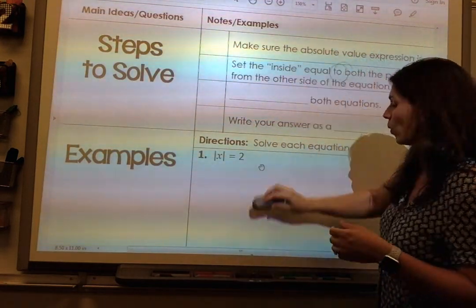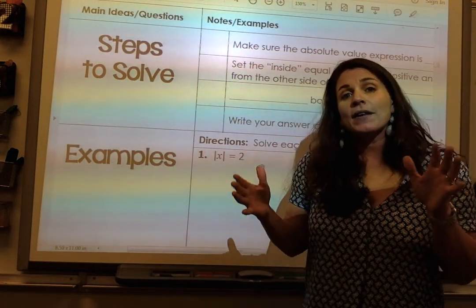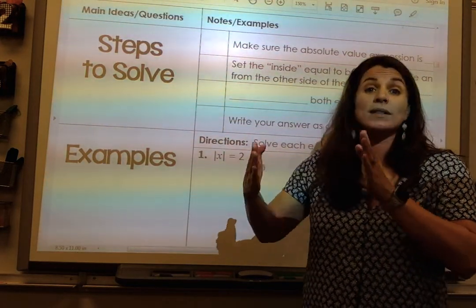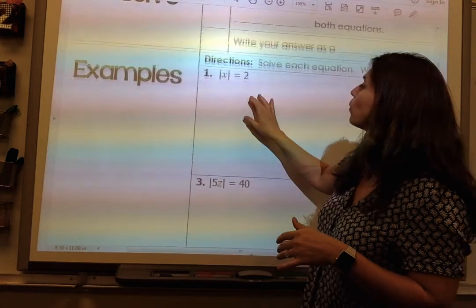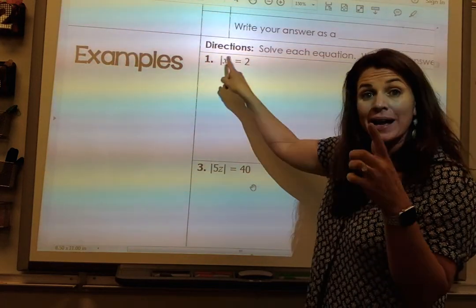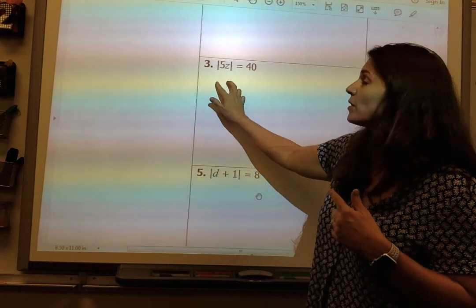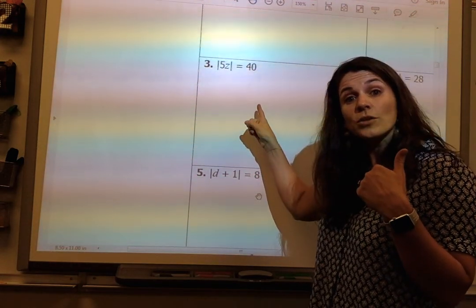Let's take a look at what isolated means. Having the absolute value brackets isolated means it's by itself on one side of the equation. So if you look at number 1, it's isolated. It's by itself. Constant term is on the other side. Number 3, absolute value is isolated. 40, the constant term is on the other side.